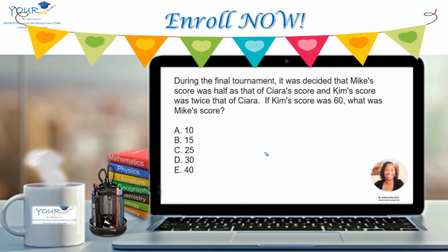So now here's what a test item may look like. During the final tournament, it was decided that Mike's score was half as that of Sierra's score, and Kim's score was twice that of Sierra. If Kim's score was 60, what was Mike's score? And here you have your 5 options. You have option A, 10, option B, 15, option C, 25, option D, 30, and option E, 40. So now let's get on to the lesson.